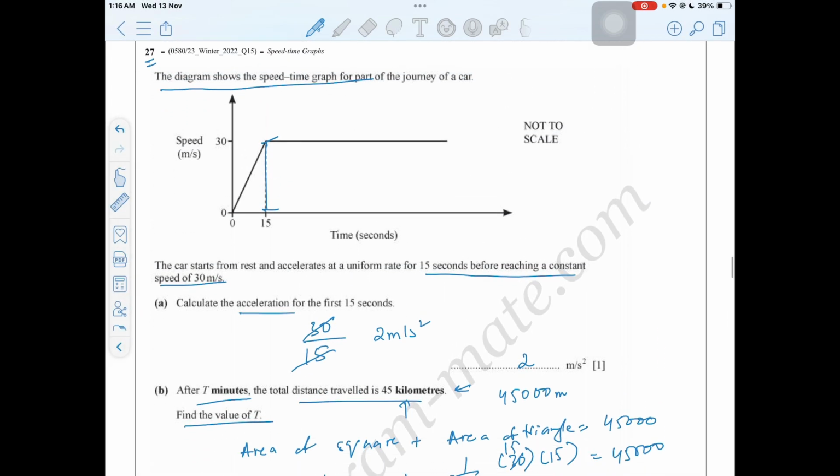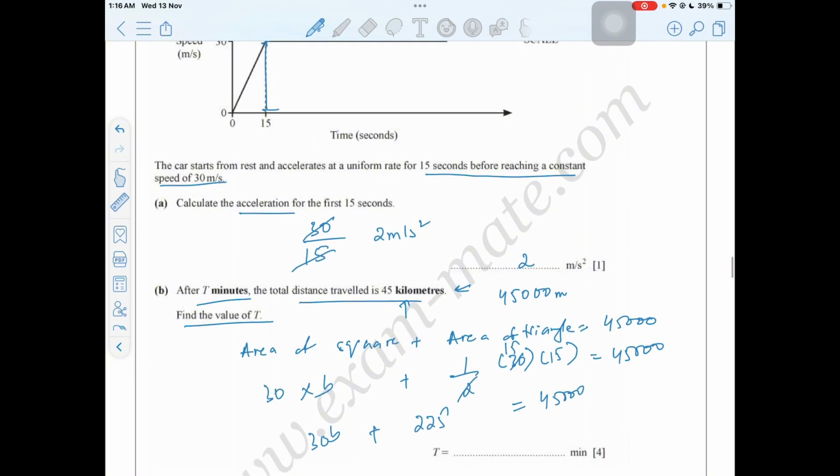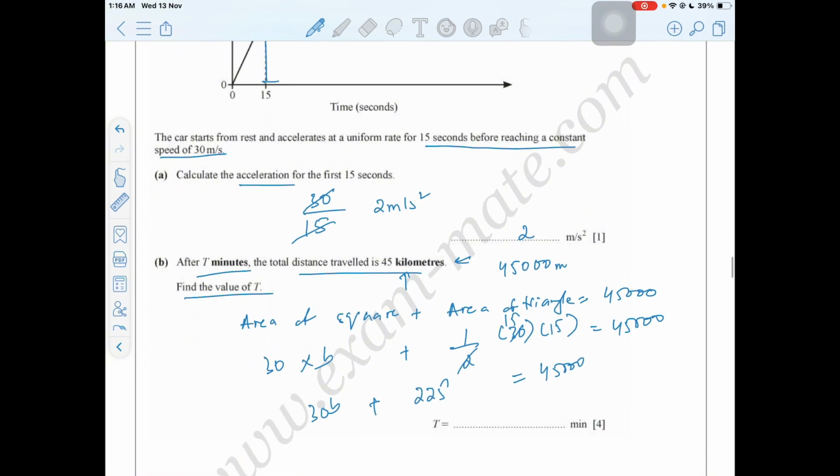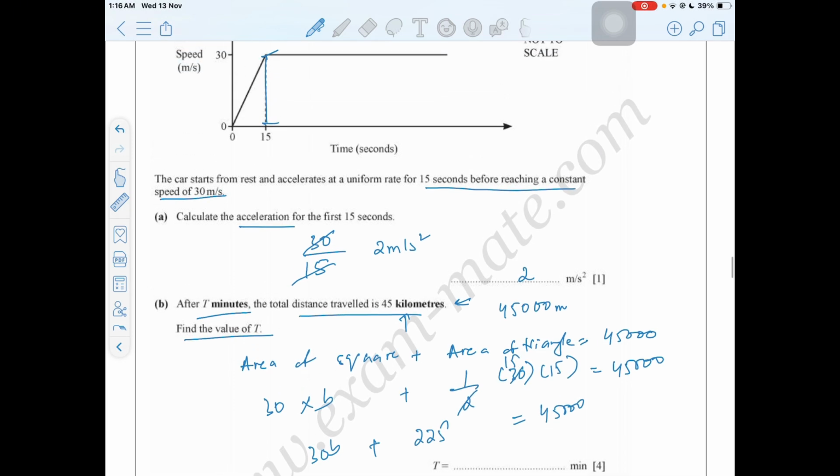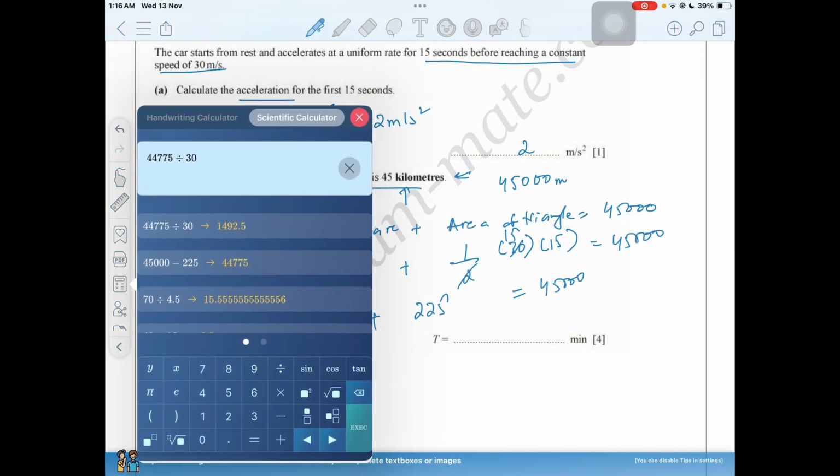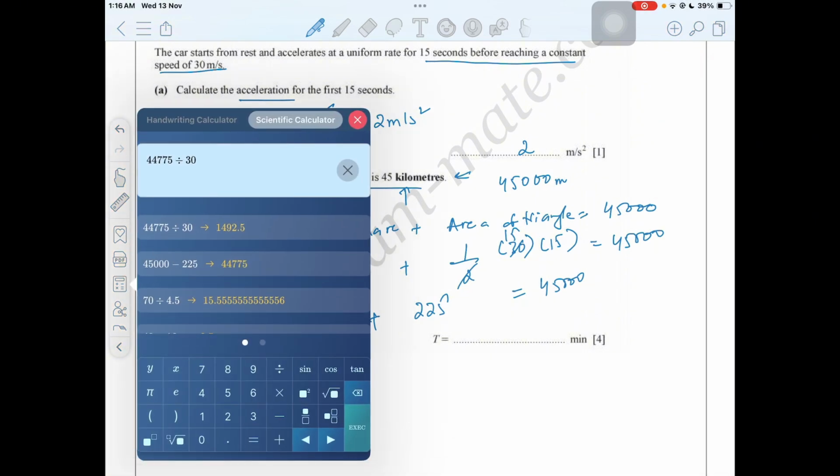Have we made some mistake over here? I think we have made some mistake. After t minutes, okay, t minutes. So we have calculated the seconds. We have to convert it into minutes. This would be divided by 60. 1492.5 would be divided by 60. So we get our answer as 24.875, right?